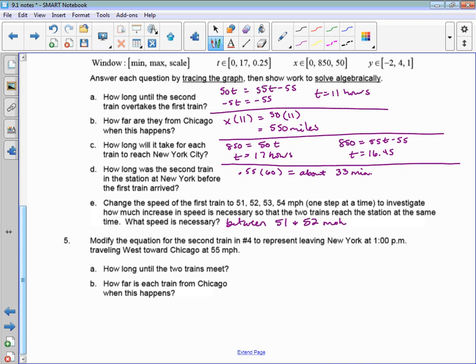Alright, so we're okay with question 4? All of those pieces? We just have one more. Okay, so question 5, we're going to change our equation to show that the second train is leaving New York and heading towards Chicago. So now they are going in 2 different directions.